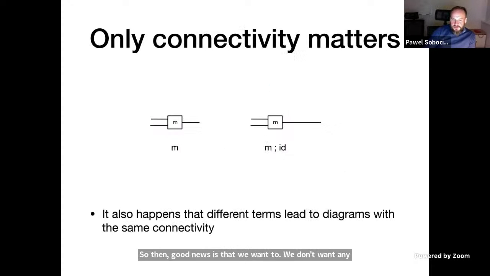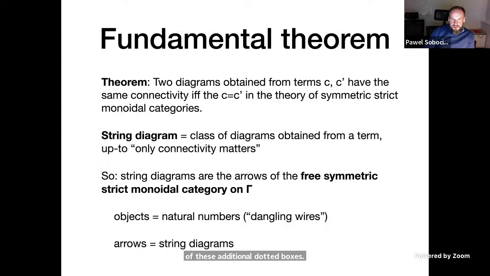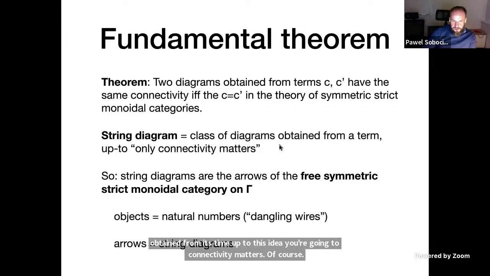We don't want to distinguish terms with the same connectivity, because there's a fundamental theorem that says that two diagrams obtained from terms C and C prime have the same connectivity if and only if they're equal in the theory of symmetric strict monoidal categories. So a string diagram is a class of diagrams obtained from a term, up to the idea that only connectivity matters. Of course, I'm not being 100% formal, but I think you all get what I mean.